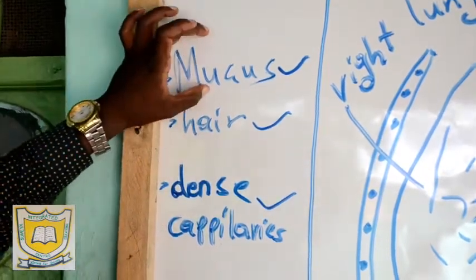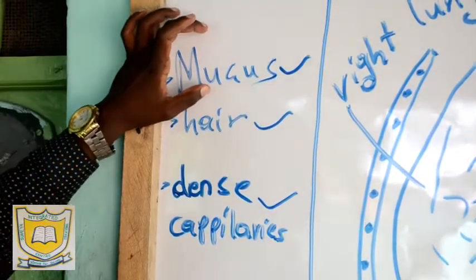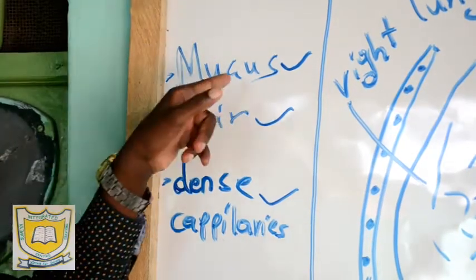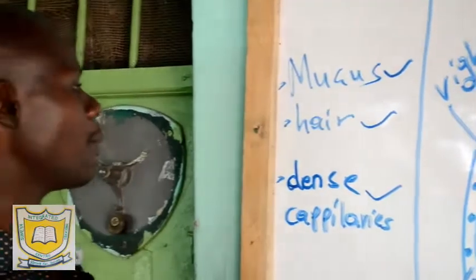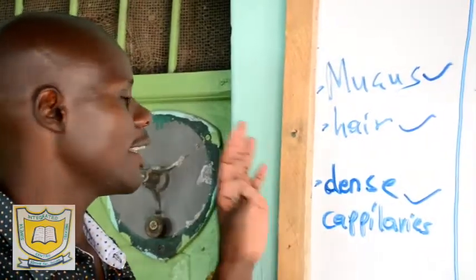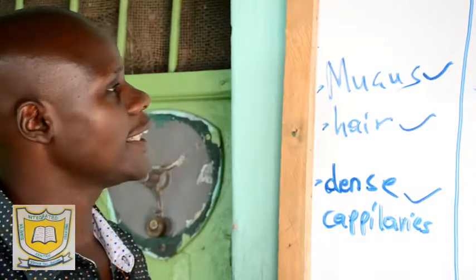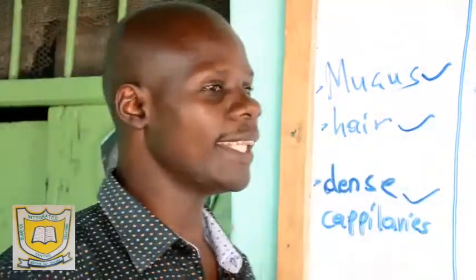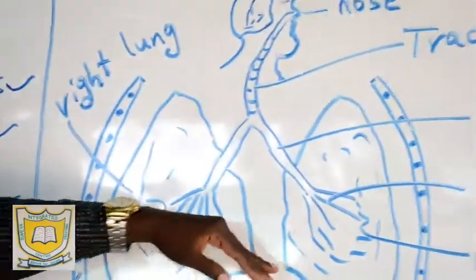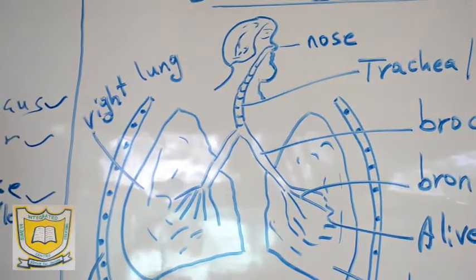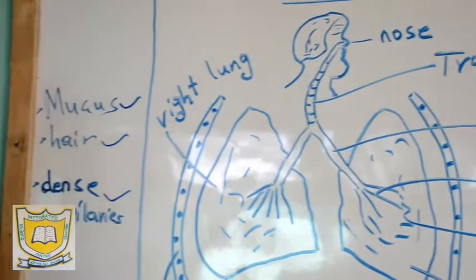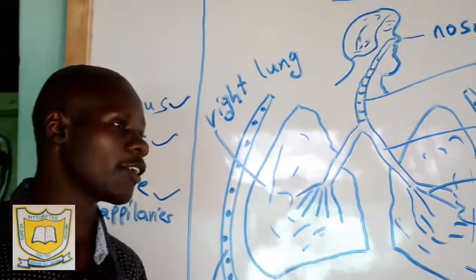You find that mucus is used for trapping dust from the air you breathe in. So the mucus and the hair serve the same purpose, that is trapping of the dust particles in the air we breathe in. When you breathe in, the air that is supposed to enter the lungs must be clean. We have dust particles that roam around in the atmosphere.